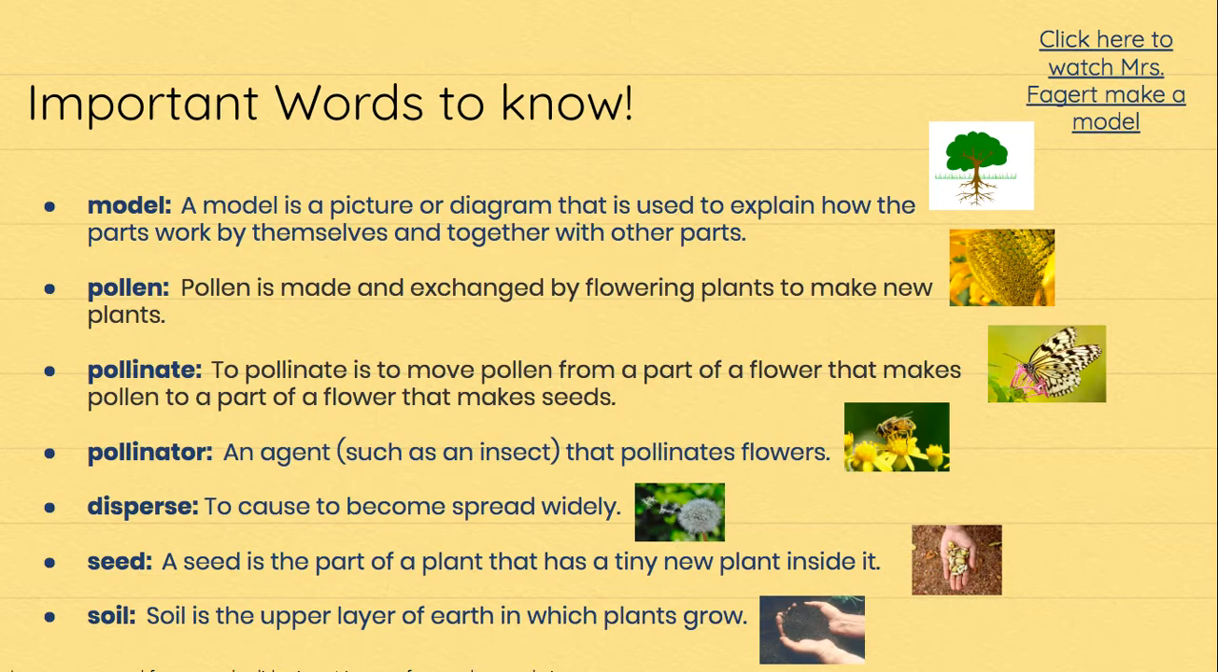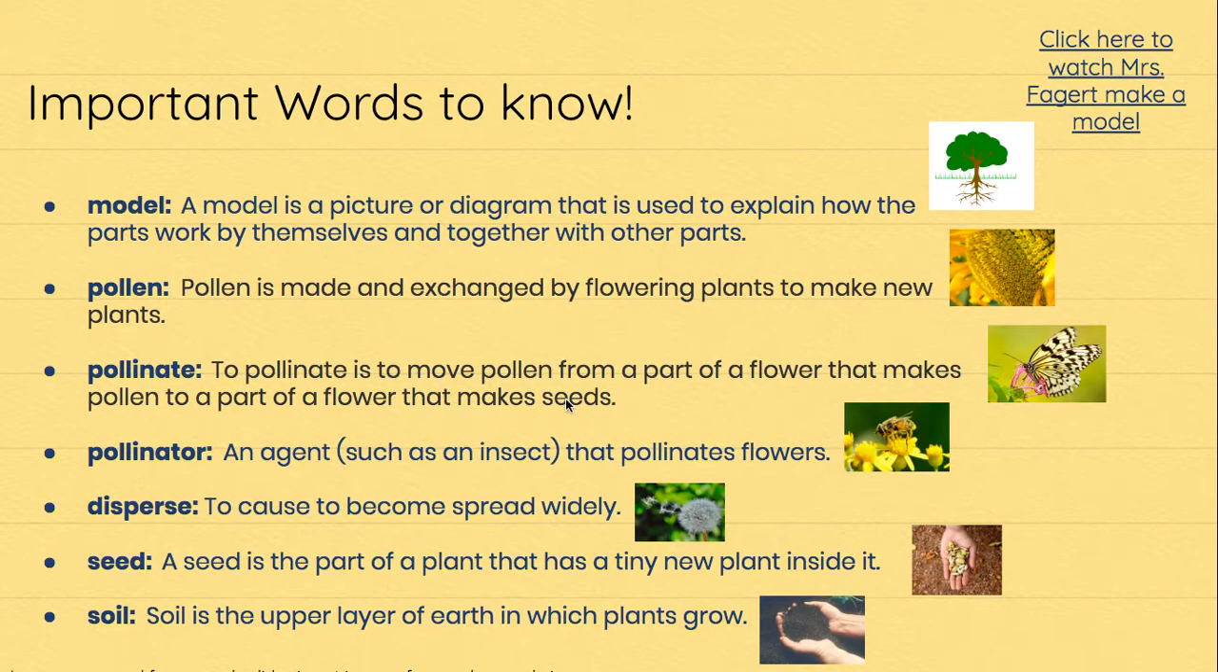All right, these are your important words to know for the week. This is your vocabulary. A model is a picture or diagram that is used to explain how the parts work by themselves and together with other parts. Pollen is made and exchanged by flowering plants to make new plants.